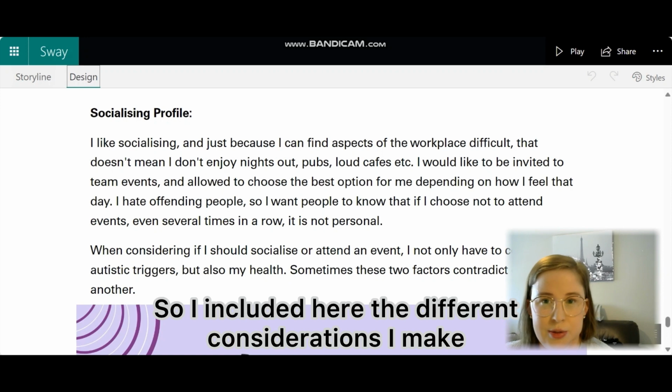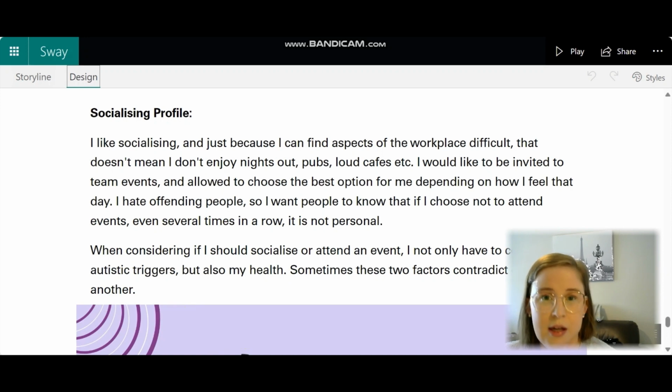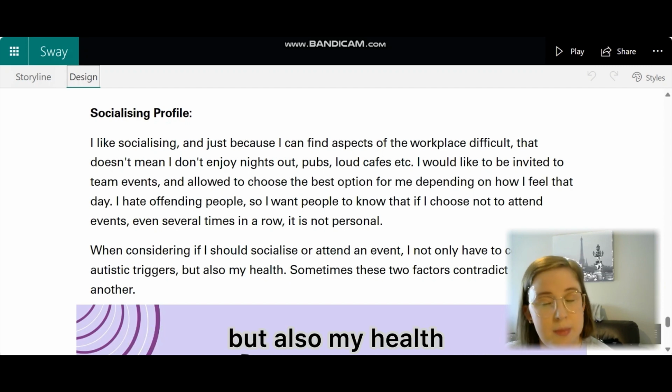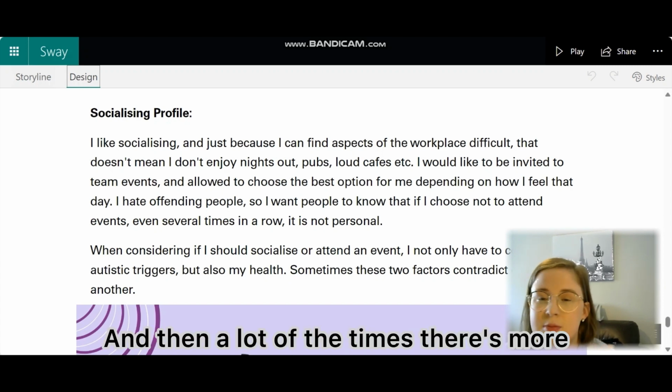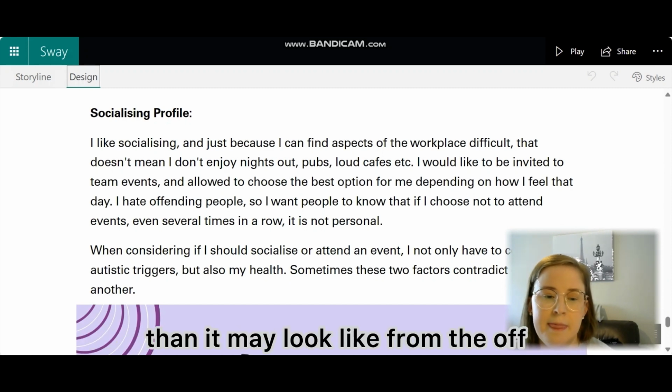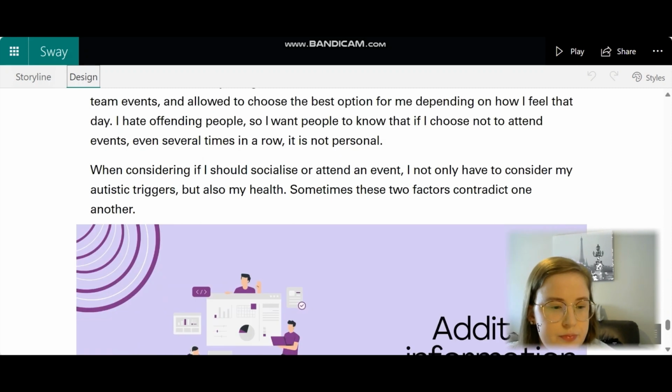So I included here the different considerations I make when I'm choosing to socialise or not, which is around my autistic triggers, but also my health. And a lot of the time there's more going on in my head as I consider socialising with the team or not than it may look like from the outside.